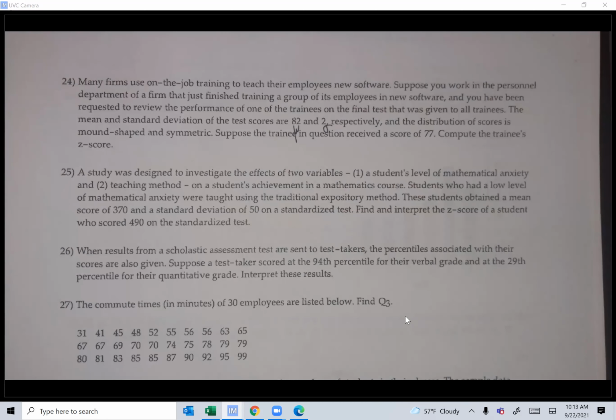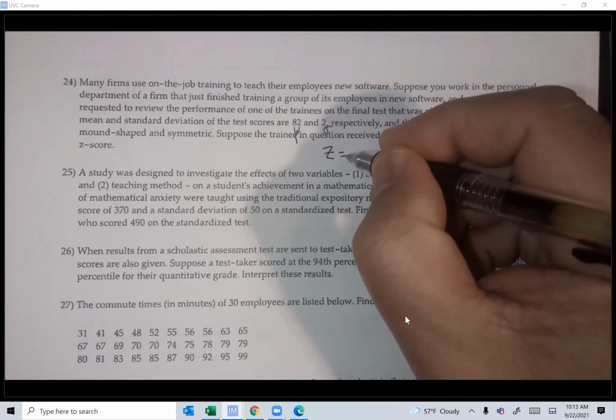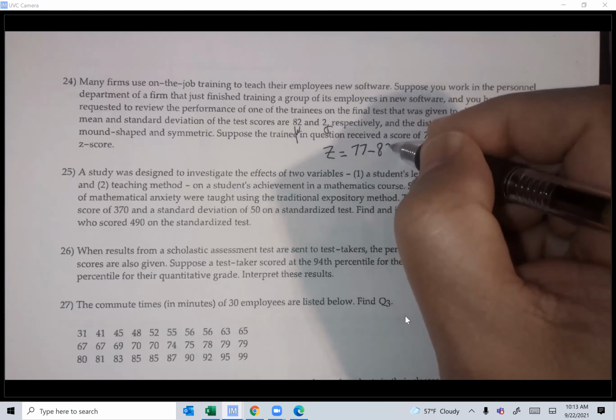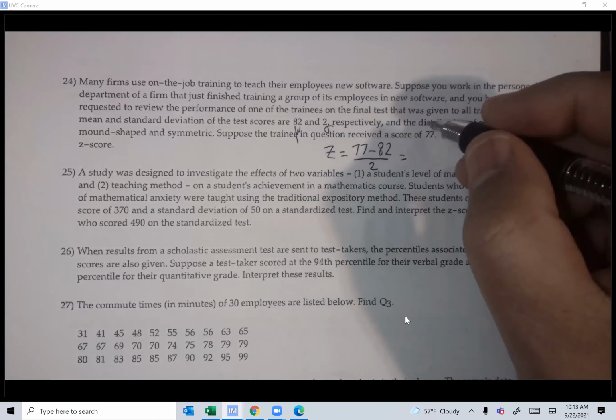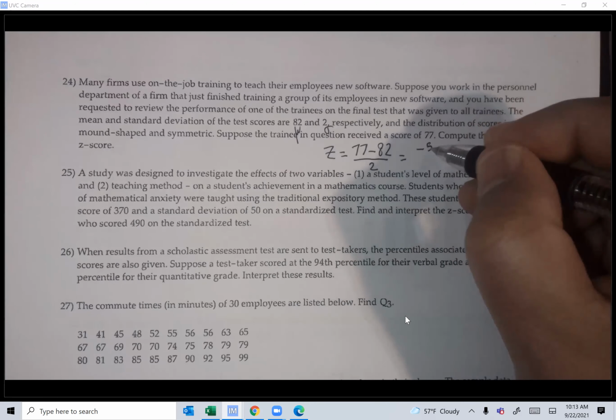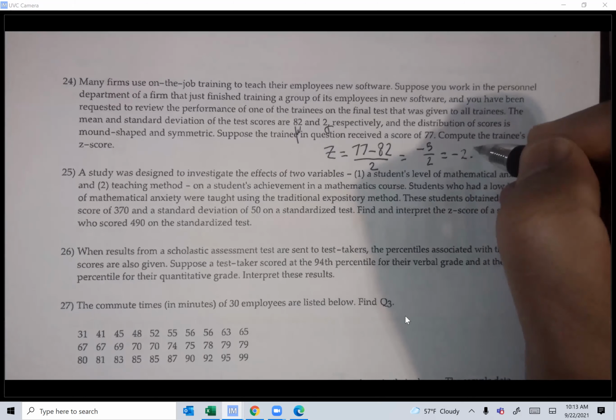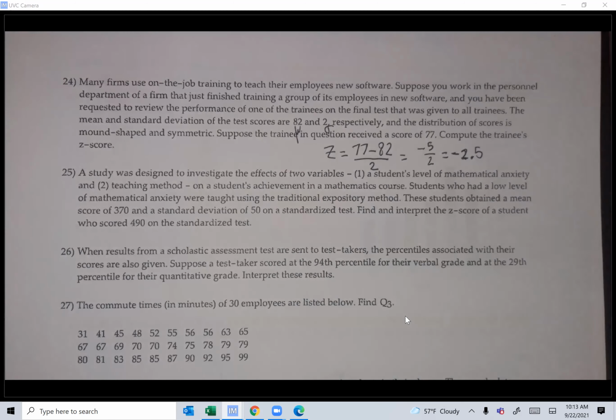Change this to a z-score. So all this language, guys, to change it to a z-score. So z will be 77 minus 82, the mean, divided by the standard deviation. 77 minus 82 is what, guys? -5 divided by 2, which is -2.5. Based on this z-score, guys, if you were the boss, would you keep this trainee or would you fire that person? Who can answer this question? He was doing training and his z-score was -2.5.